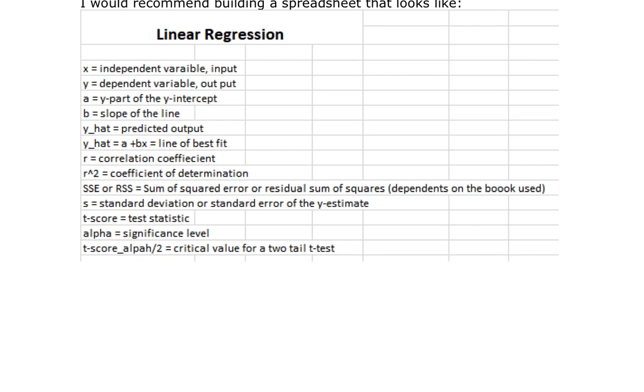So I would build something that looks like this. I would have my x as my independent, y is my dependent, a is the y part of the y-intercept, b is the slope. Why are you doing that? Well, because in statistics, that's how we write our equation. Y hat is equal to a plus bx. Or you might see it as y hat is equal to bx plus a. So that's why a is the y part of the y-intercept, and we talked about that being an ordered pair. Y-intercepts should be ordered pairs. B is the slope of the line. Y hat is the predicted outcome.